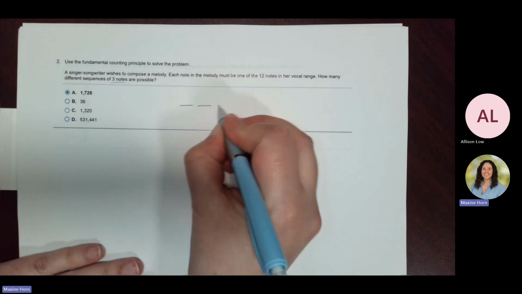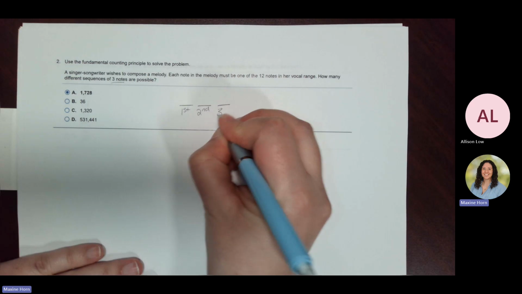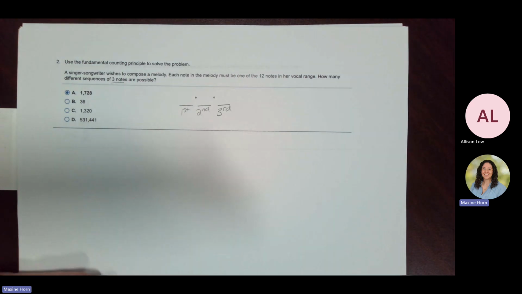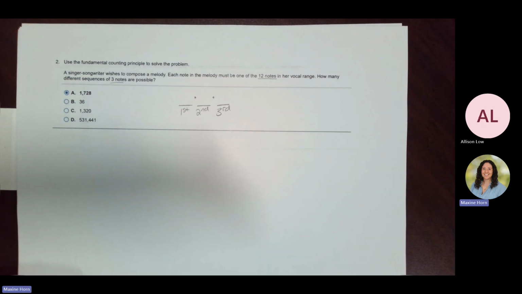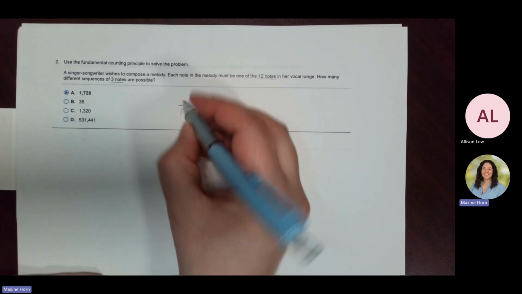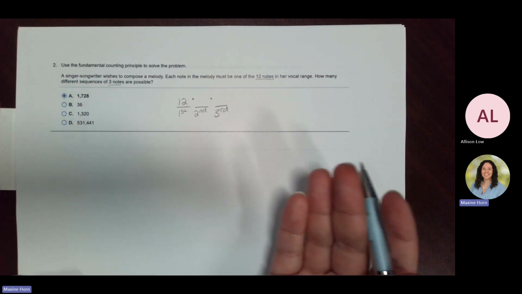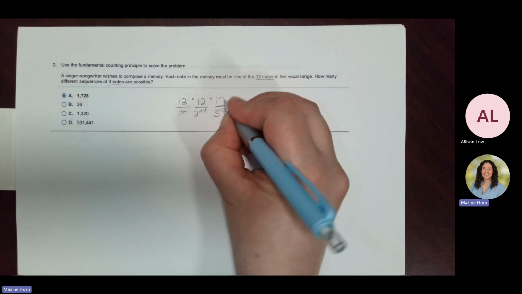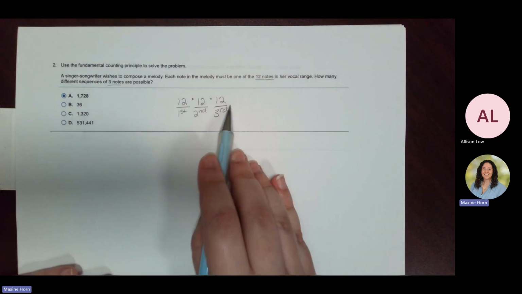So we're saying we have the first note, the second note, and the third note. Short little melody. And each note can be any of the 12 notes in her vocal range. So we have 12 options for that first note. And we're allowed to use all 12 again for the second, and we're allowed to use all 12 again for the third. The melody can be the same note 3 times in a row.